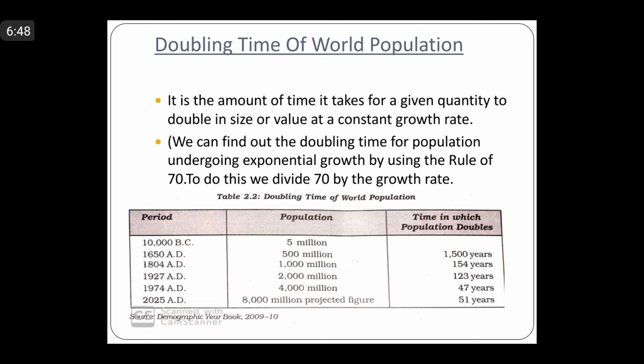Okay, what is this then, doubling time of world population? It is the amount of time it takes for a given quantity to double. A given quantity, here we are taking what? The population. We can take money also, but here we will discuss population growth, or a value at a constant growth rate. We can find out the doubling time of a population undergoing exponential growth by using the rule of 70.